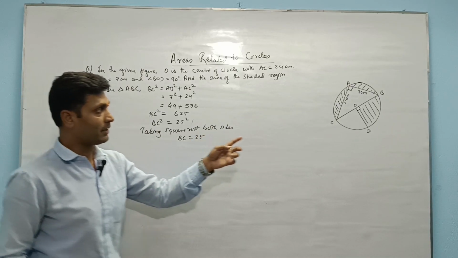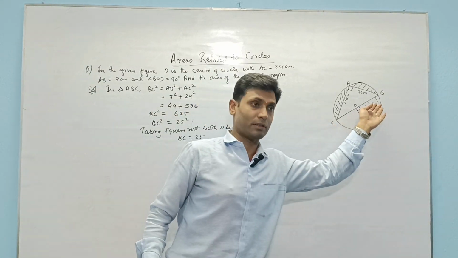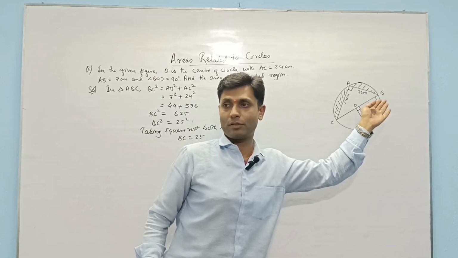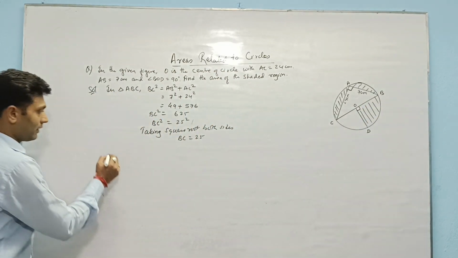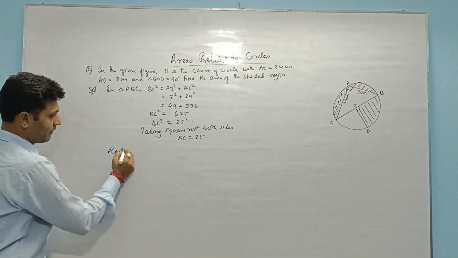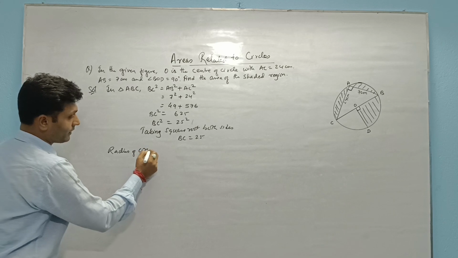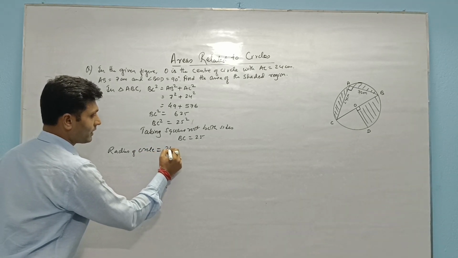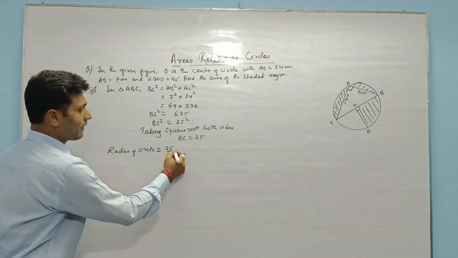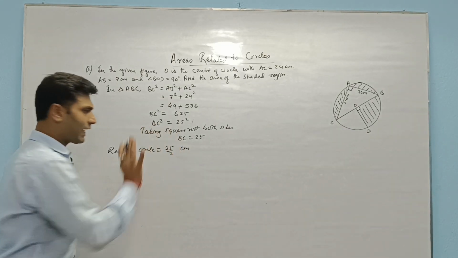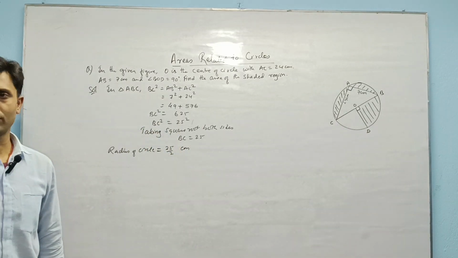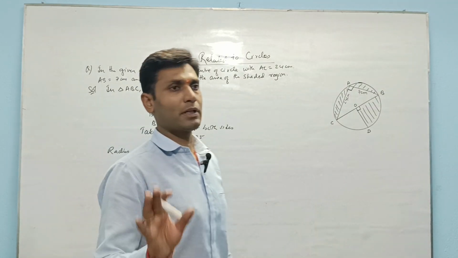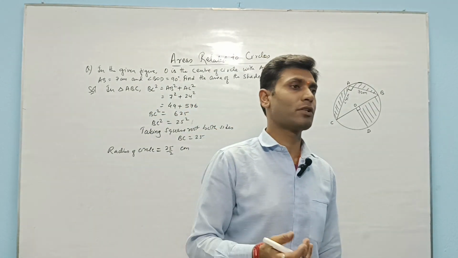So what is BC? BC is the diameter of the circle. Then what is the radius of the circle? Radius of circle is equal to 25 divided by 2, that is half of the diameter. I'll not write in decimal. You also avoid using decimals. It will be time consuming for the calculations during the exam.